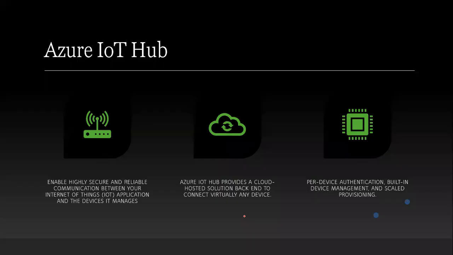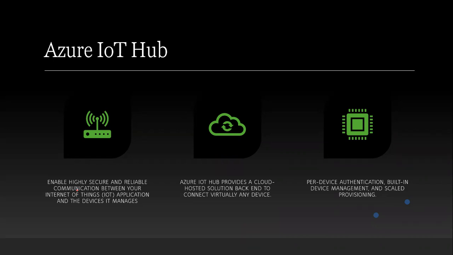The next service is Azure IoT Hub. As its name suggests, the hub is responsible for communication. So it enables highly secure and reliable communication between IoT applications and devices. You are having sensors, you want a secure communication and data transfer between them, so you can use IoT Hub.